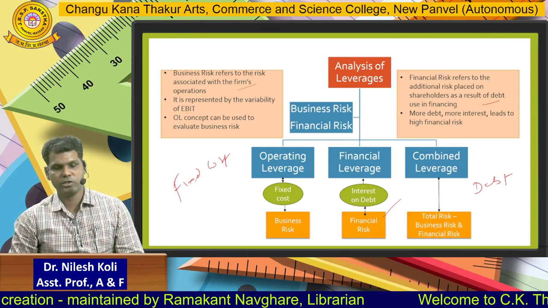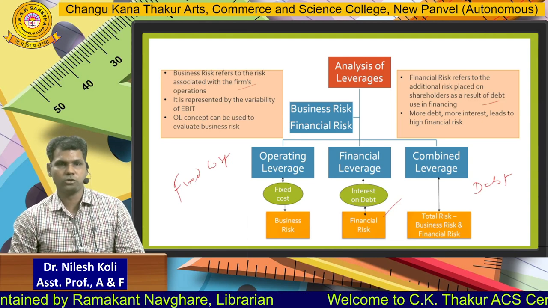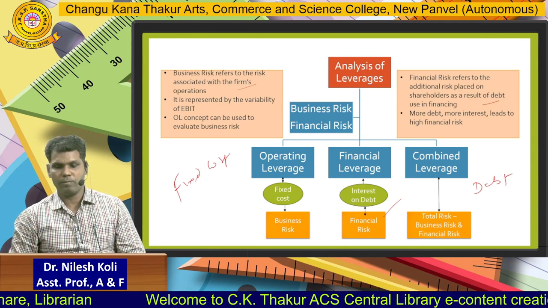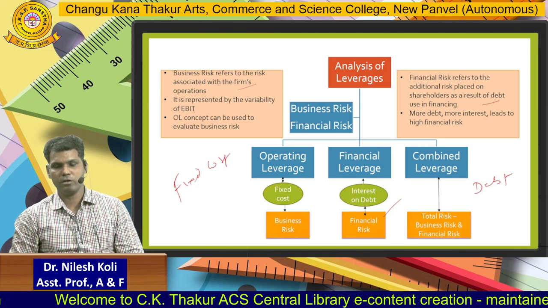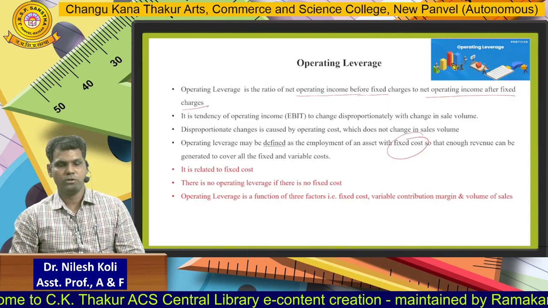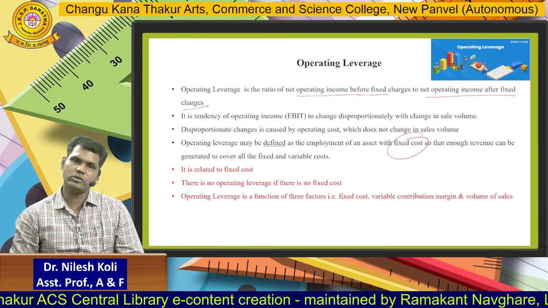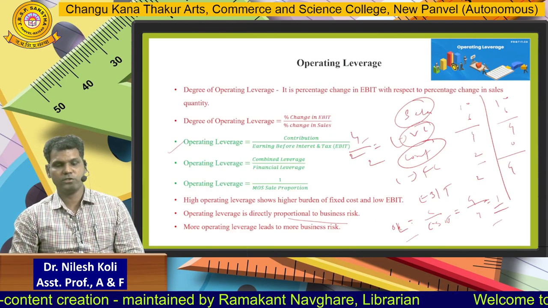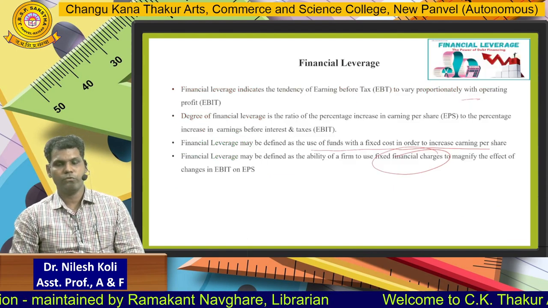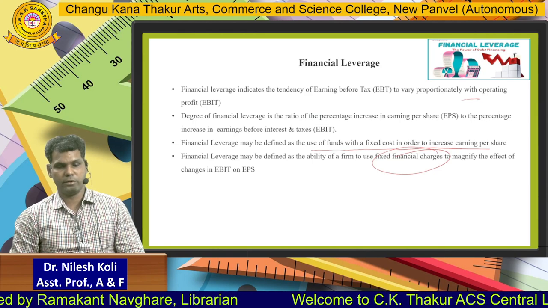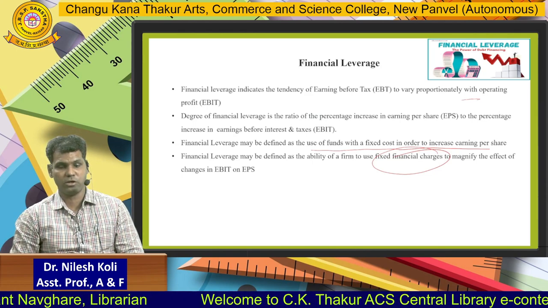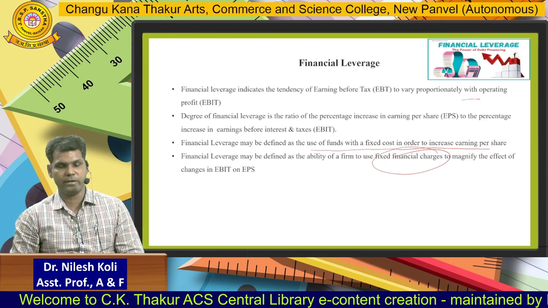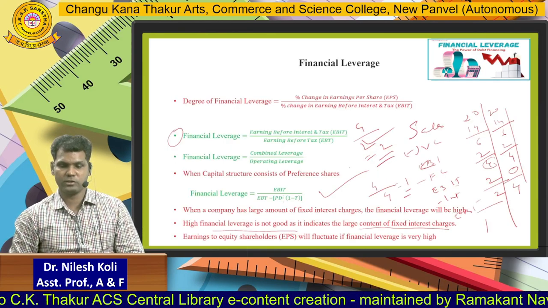Again, analysis of leverage: business risk and financial risk. Operating leverage is associated with business risk and financial leverage is associated with financial risk. Combined leverage covers the total risk, that is, the business risk and the financial risk. Operating leverage is the ratio of net operating income before fixed charges to net operating income after fixed charges. The formula we basically use is contribution upon EBIT. Financial leverage is the ratio of percentage increase in earning per share to percentage increase in earning before interest and tax, or the tendency of EBT to vary proportionally with operating profit EBIT. The formula is EBIT divided by EBT.